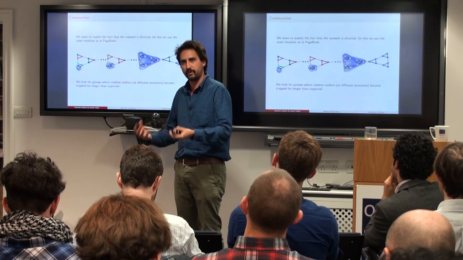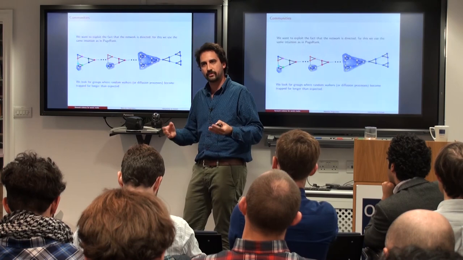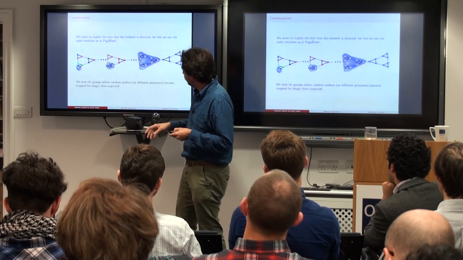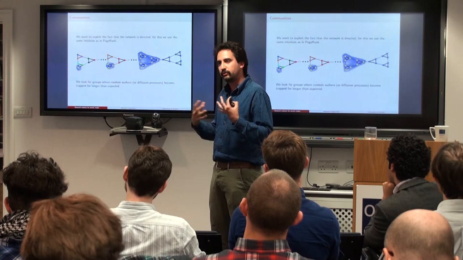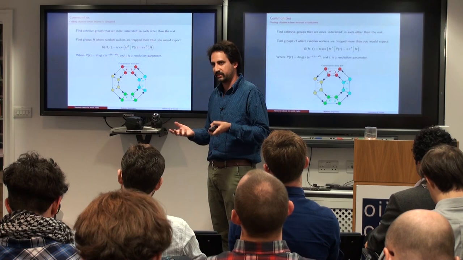So if the process is short, we don't let the random walkers explore for a very long time, then we're going to find small communities. But if we give them some time and they move on and explore more, then we'll find larger and larger communities. So this is kind of an intuitive way to understand how interest is contained.